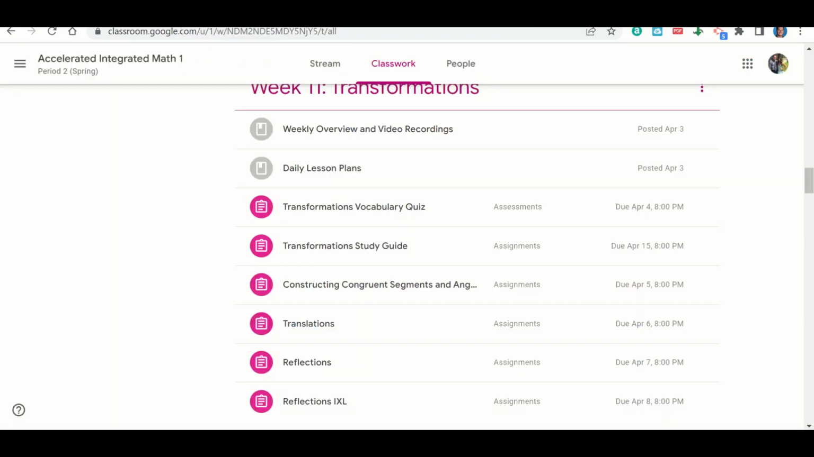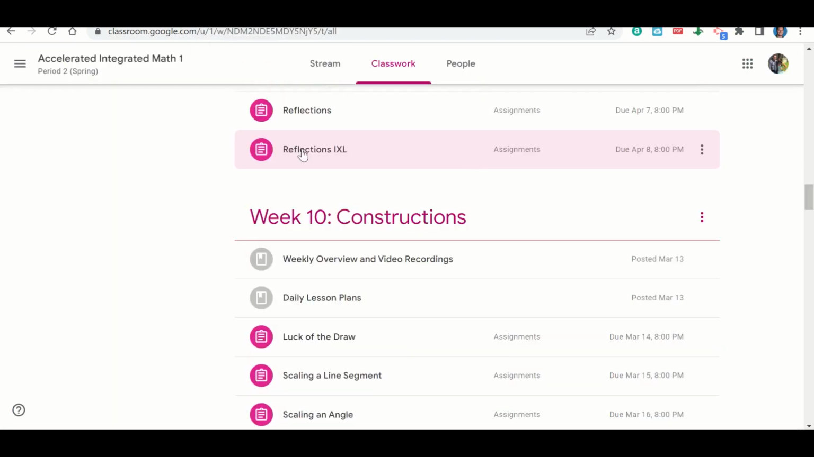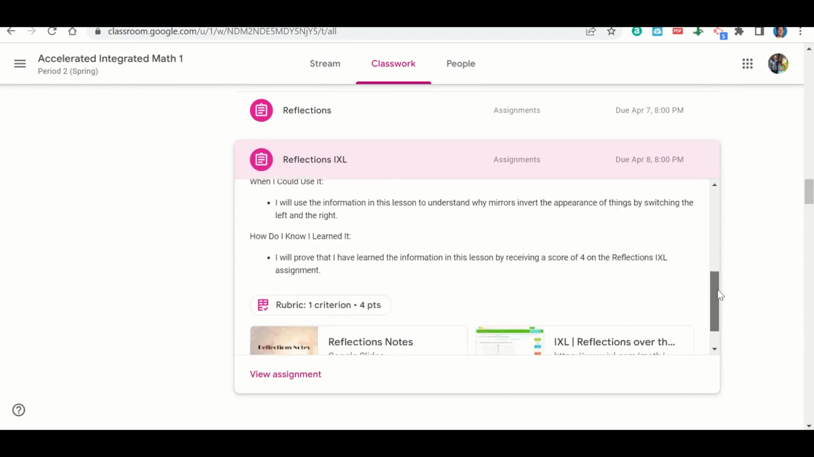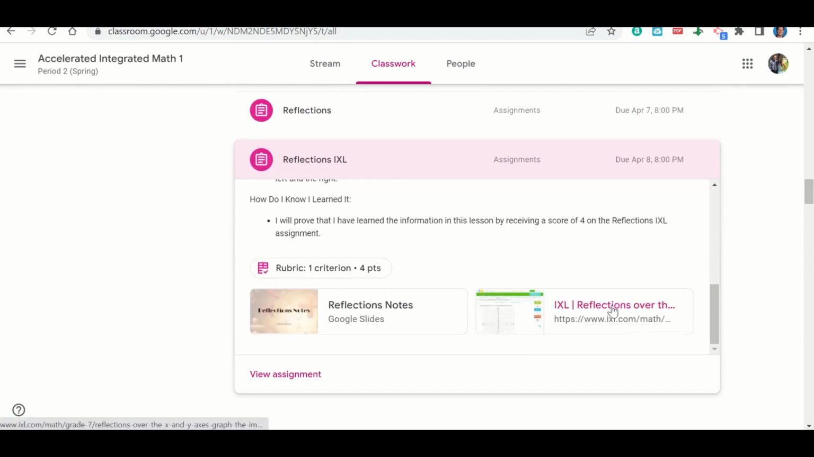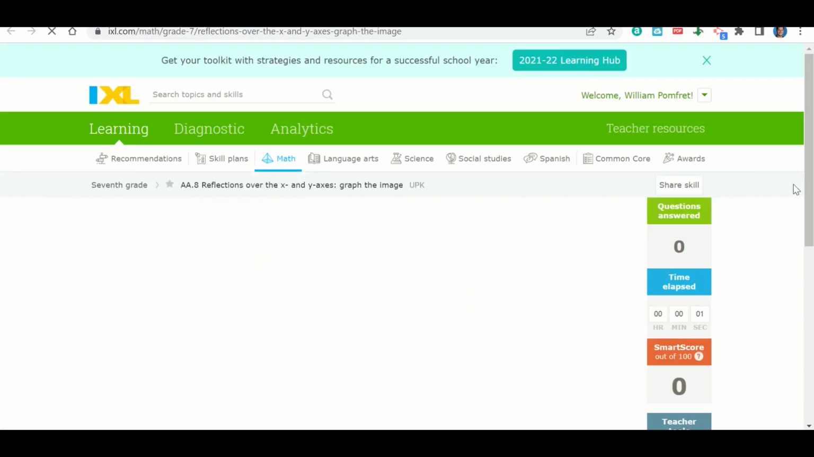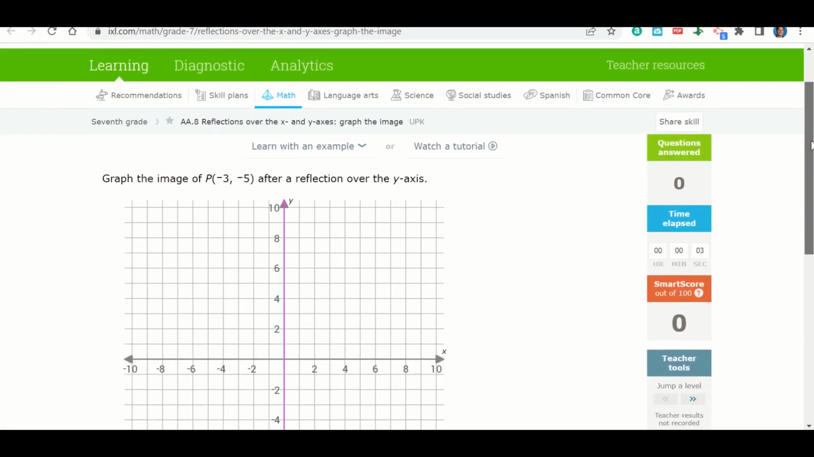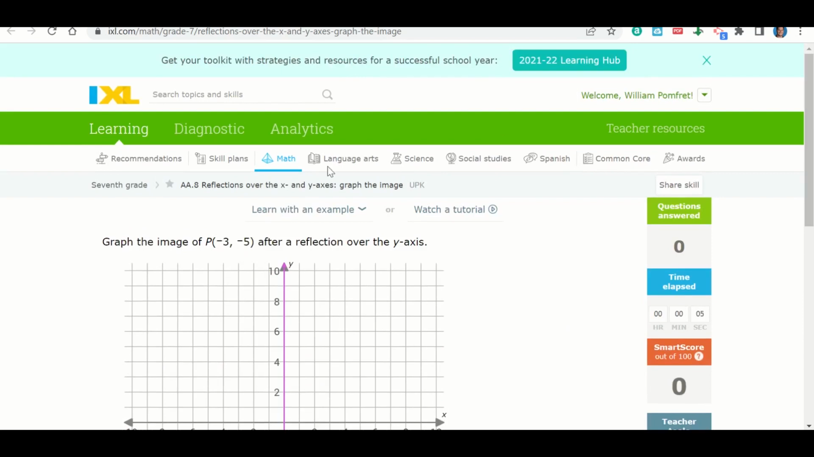And then you can go to your Google Classroom, and then you'll go and find the activity, which is here. And I'm going to click on the IXL link right here. And this will take me to the assignment that I need to complete. So that's how you log into your assignments on IXL using SBLink.